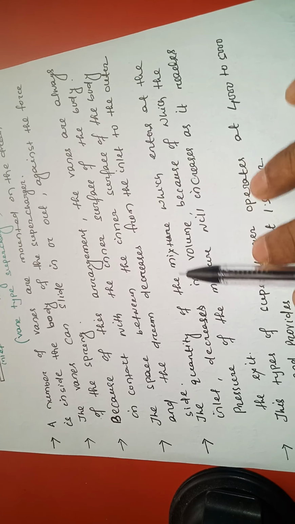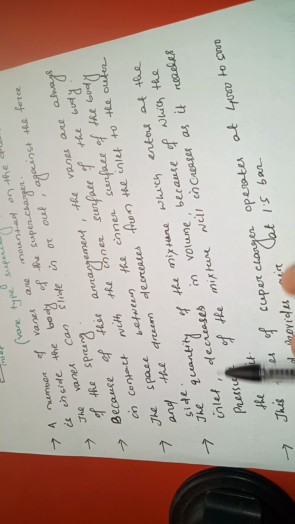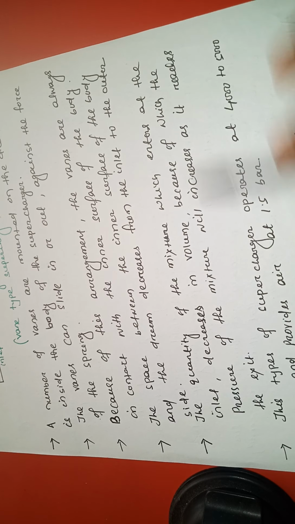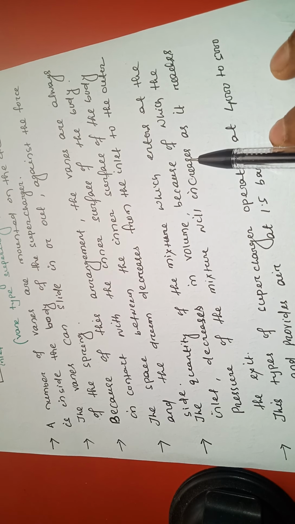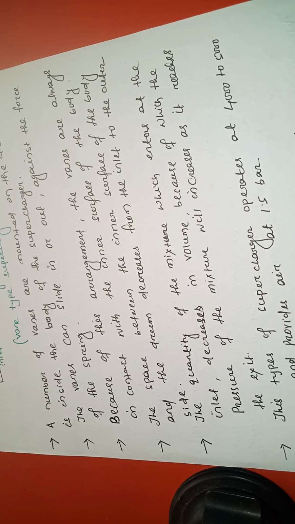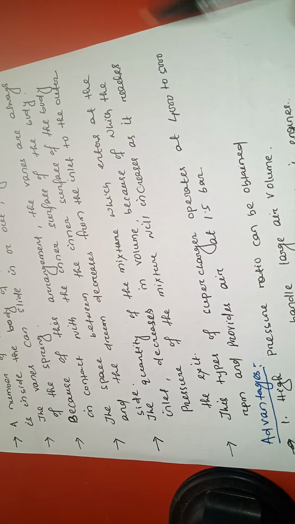The quantity of the mixture which enters at the inlet decreases in volume, because of which the pressure of the mixture will increase as it reaches the exhaust. This type of supercharger operates at 4000 to 5000 rpm and provides air at 1.5 bar.